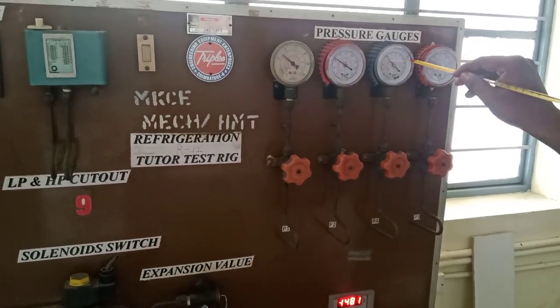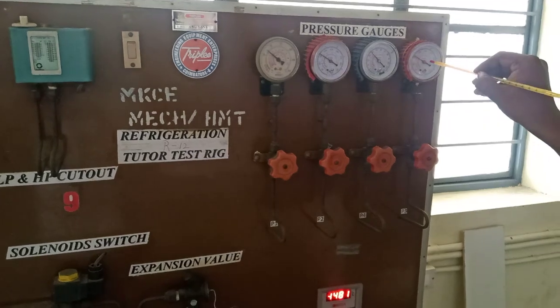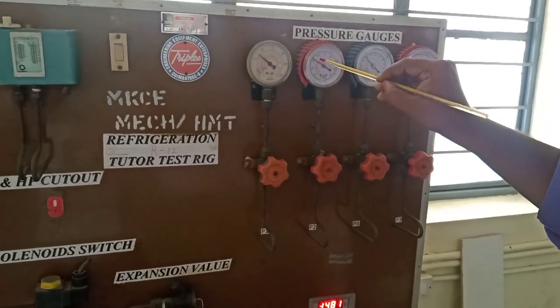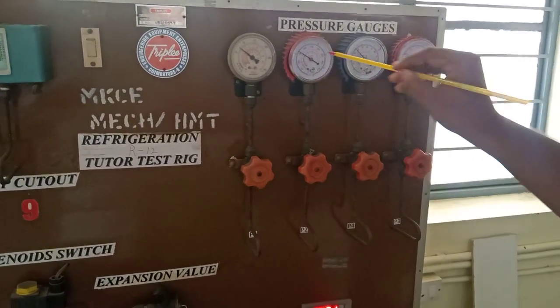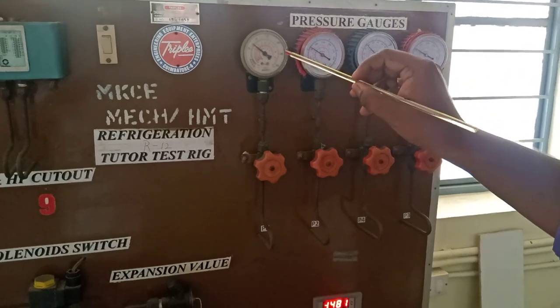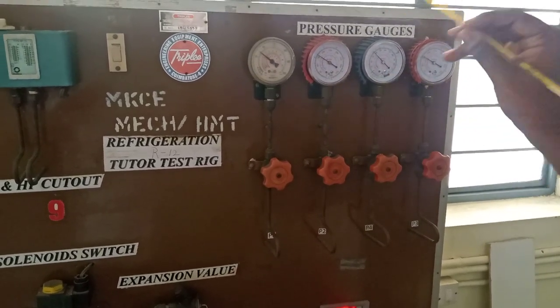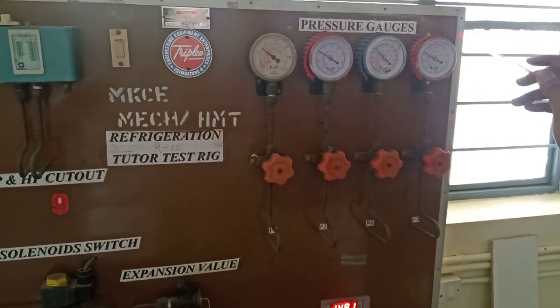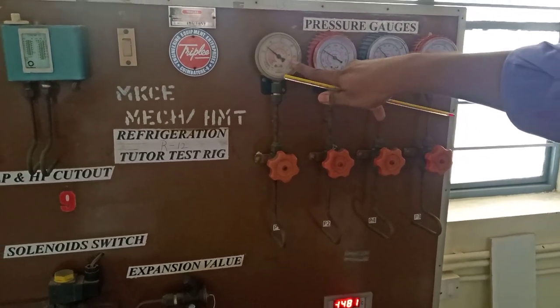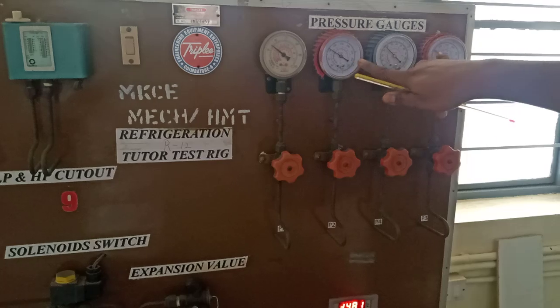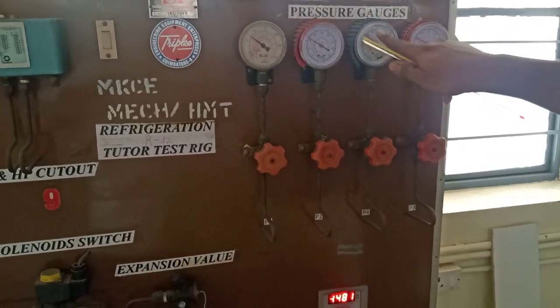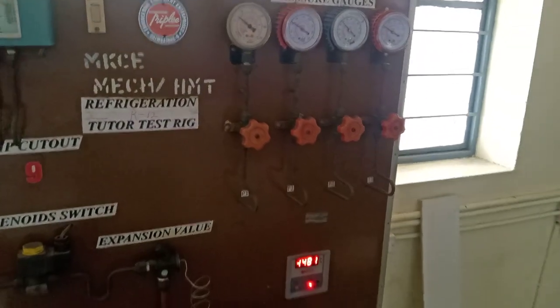Then the condenser pressure is about 150 psi. Here also 150 psi. So constant pressure heat rejection takes place in the condenser, and the evaporator also reads the same pressure. In the condenser, both inlet and outlet read the same pressure and temperature.